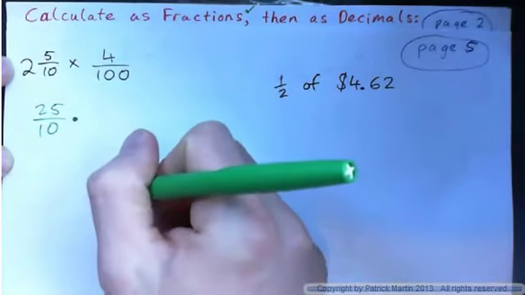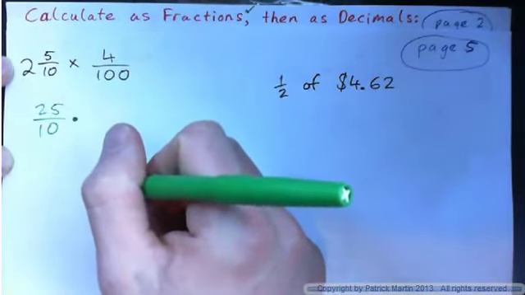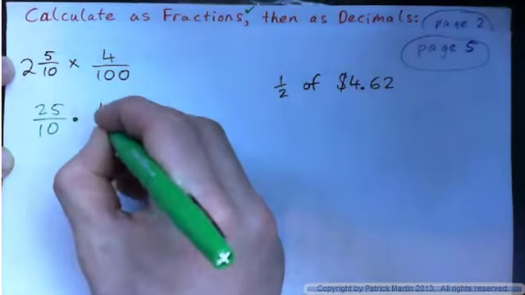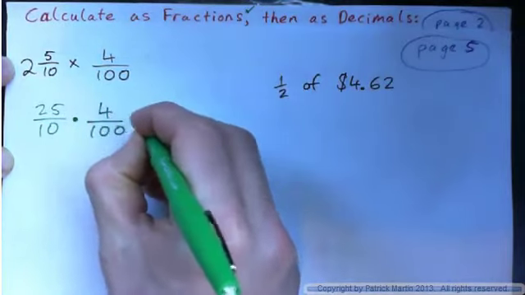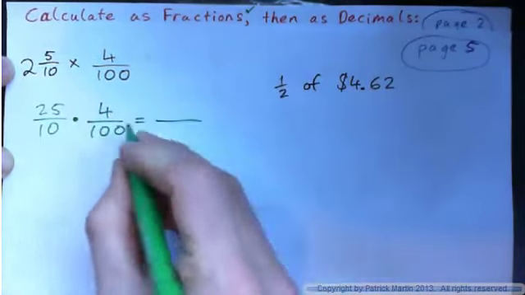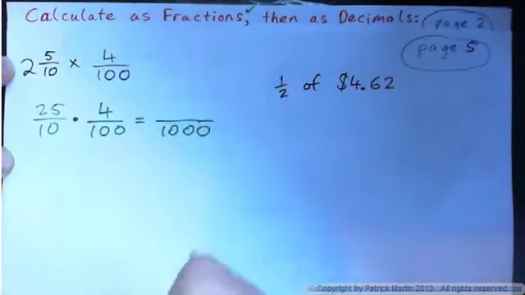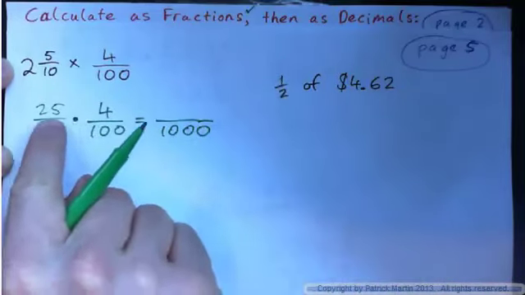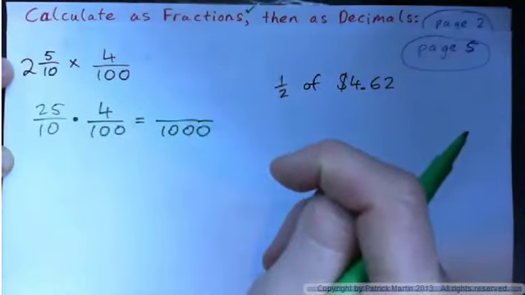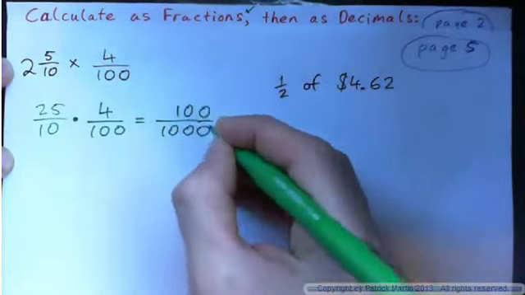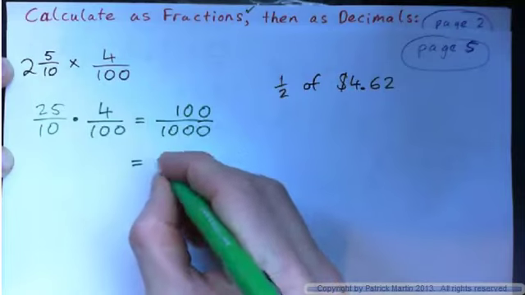So I've got 25 over 10 times, and then we've got 4 over 100, right? And if I multiply the bottoms, you see 10 times 100 is 1000. So I want a factor of 10 on the bottom, 100, 1000, 10,000, 100,000, whatever, right? On the top, 25 times 4 is 100. So as a decimal, this is 0.